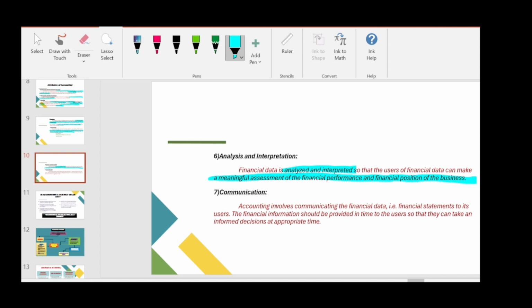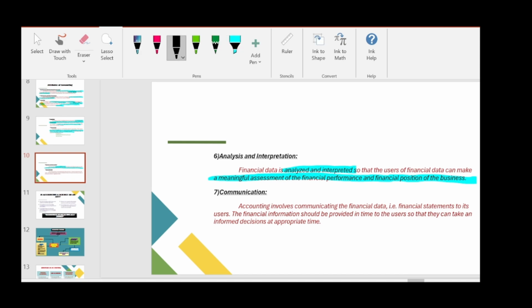Users of financial statements we will see at the end of the chapters. So, we have internal users and external users of financial statements. Internal users are within the organization, external users are outside the organization. They will make some decisions by seeing the financial statements of the company. So, for that, we need to communicate them.